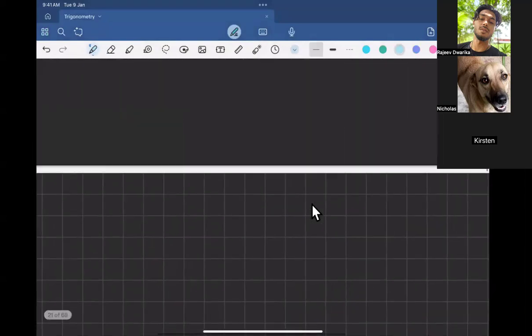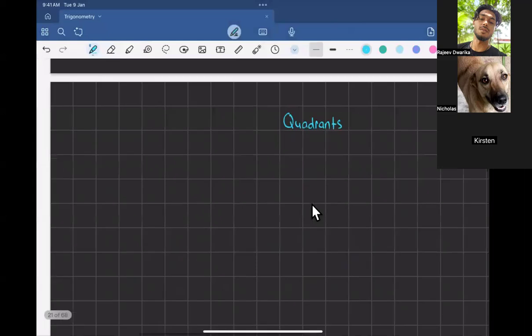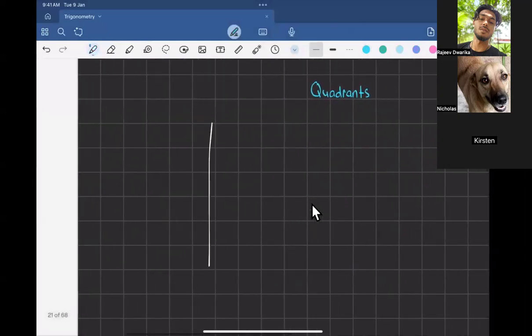Right. So we start with quadrants. And the quadrants look like this. We have four quadrants.